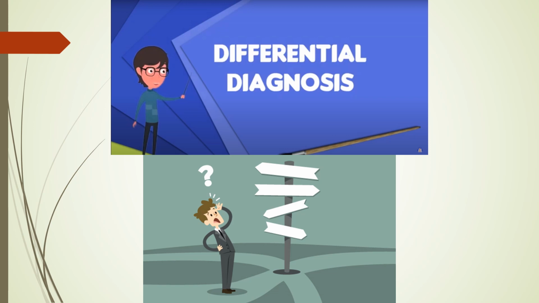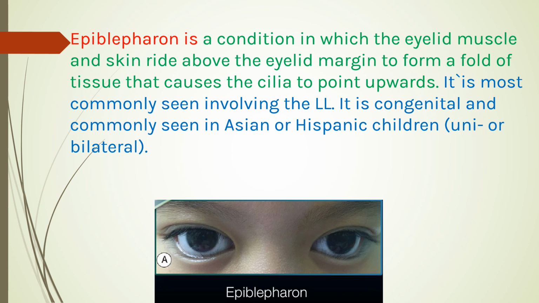As concerns the differential diagnosis, the congenital form should be differentiated from epiblepharon, which is a condition in which the eyelid muscle and skin rise above the eyelid margin to form a fold of tissue that causes the cilia to point upwards. It's most commonly seen involving the lower eyelid. It is a congenital condition and commonly seen in Asians and Hispanics.